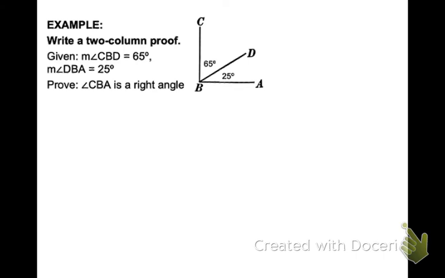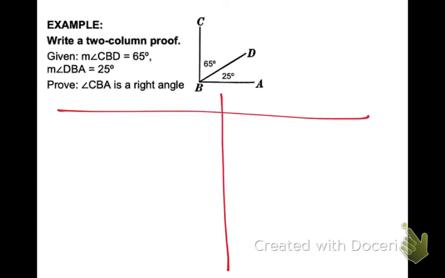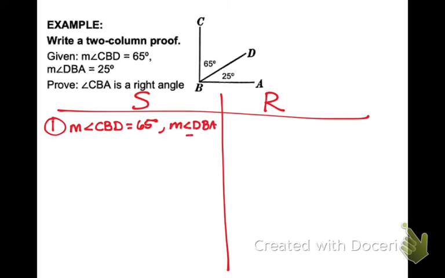Okay. So we got a right angle. Well, looks like a right angle. We're proving it's a right angle. That's what we're doing. All right. So statements on the left, reasons on the right. What are we given? We're given the measure of angle CBD is equal to 65 degrees. The measure of angle DBA is equal to 25 degrees. Given.